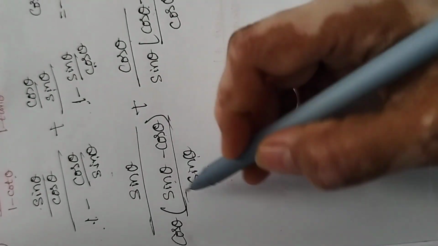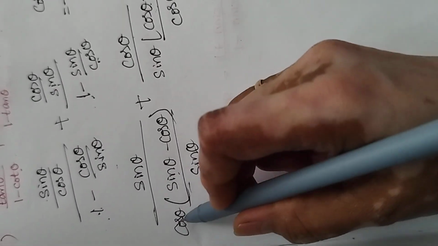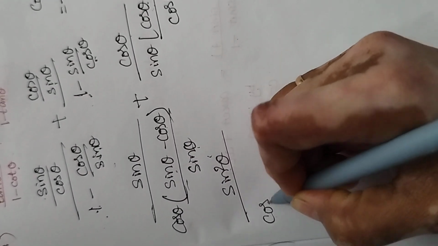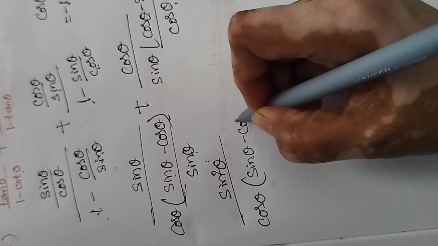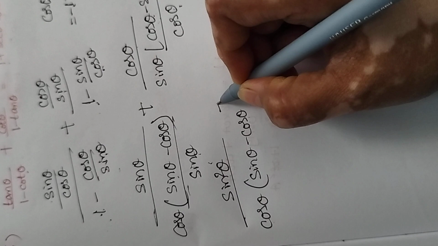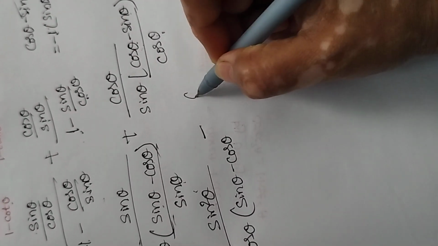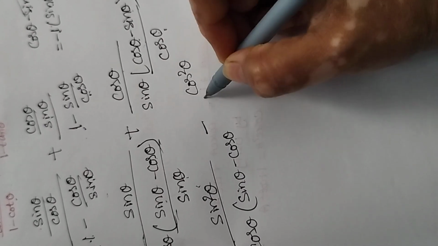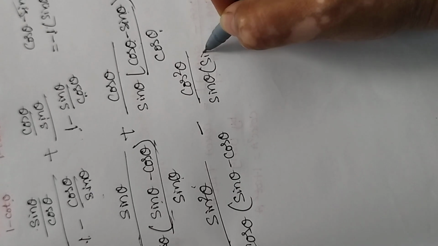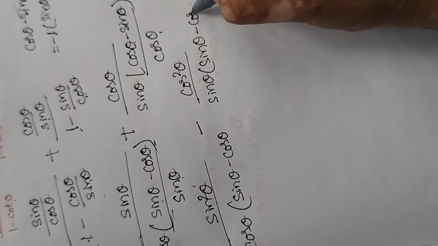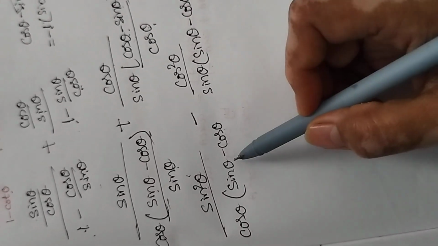Next sin square theta. This term no change. Minus, because I took minus outside. So cos square theta, sin theta minus cos theta. You understood now? Here I took minus 1 common so that here this term and this term matches.